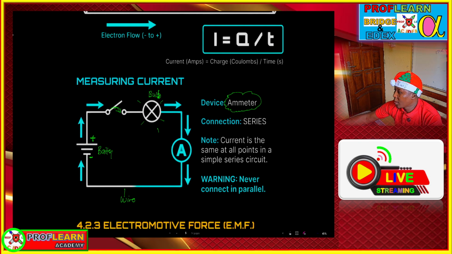In the event you are told to measure the amount of voltage across this, you are going to add a voltmeter. If you want to measure the potential difference, you are going to add a voltmeter at that point. A voltmeter is a device that measures voltage, is a device that measures potential difference.